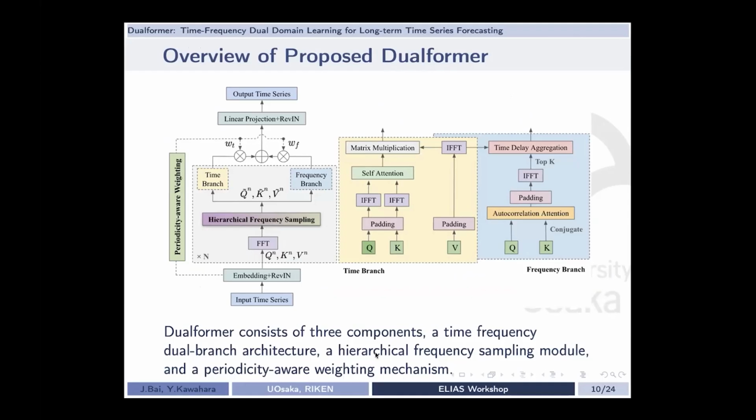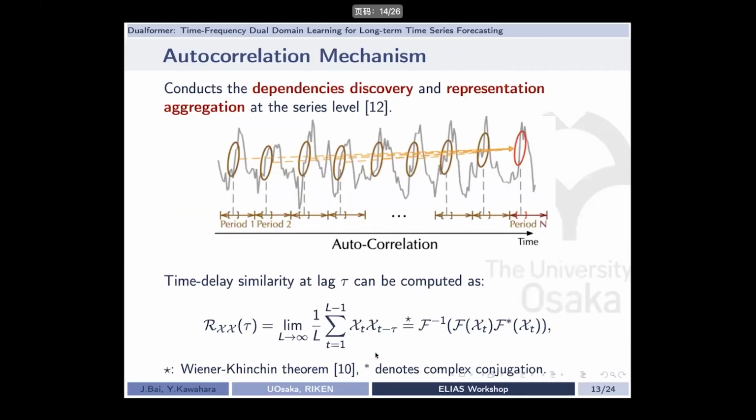So I'm gonna skip the part of time branch and go to the frequency branch, because we have something new here called autocorrelation attention. I just forgot to mention that, but it's very trivial: the time branch is for modeling temporal correlation, and the frequency branch is for modeling global properties and global patterns. So the key part of the frequency branch is this autocorrelation mechanism.